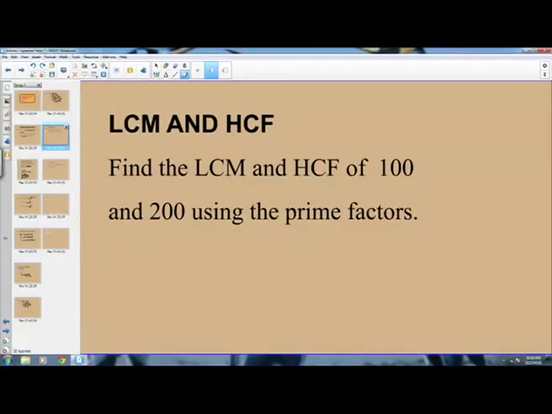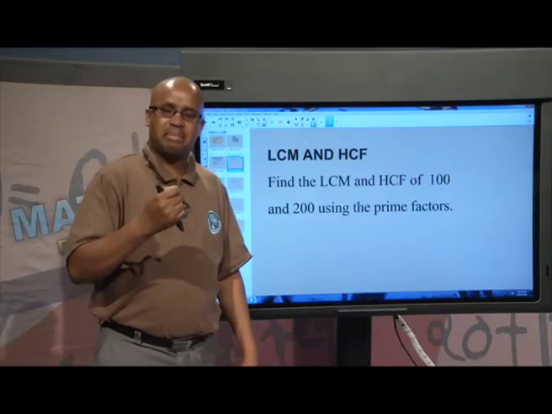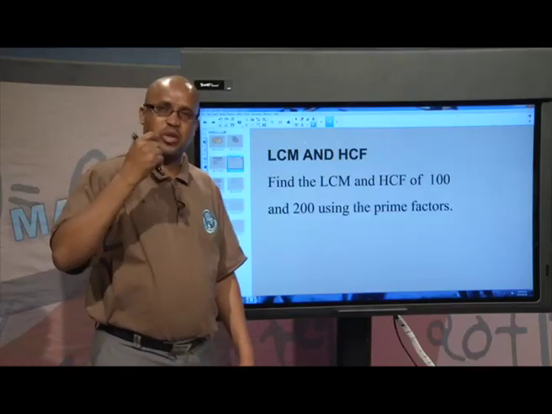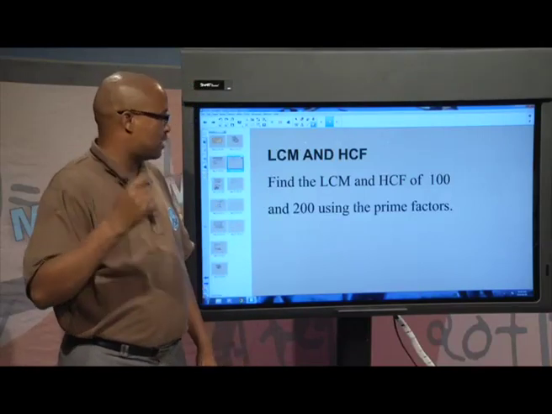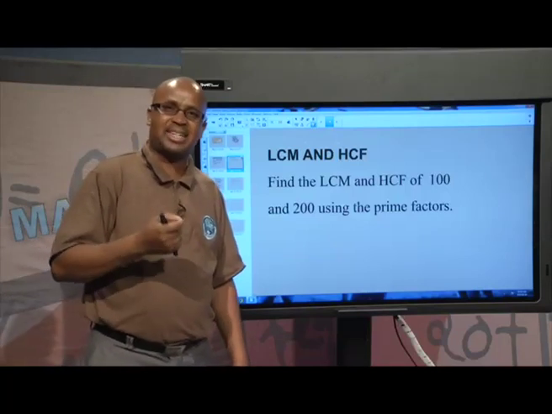The example says finding the lowest common multiple and highest common factor. Then it says find the lowest common multiple and highest common factor of 100 and 200 using the prime factors. So that's how it's going to benefit us. You can use the prime factor form to find the lowest common multiples and highest common factors. But remember, before you can find the lowest common multiple and the highest common factor, you need to express the numbers into the prime factor form. Then from there, that's when you can find them.